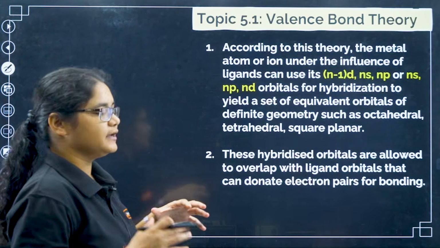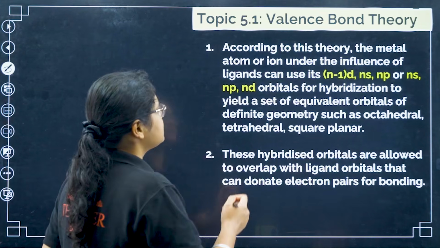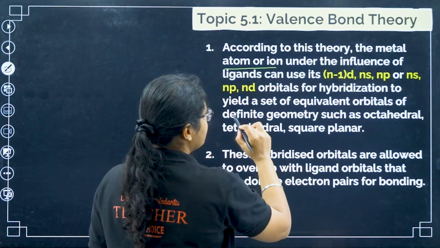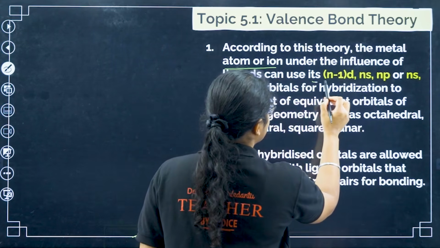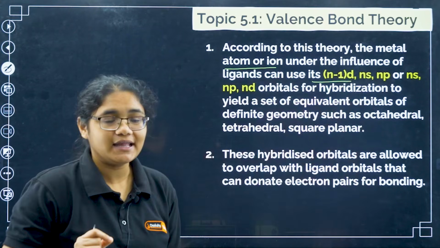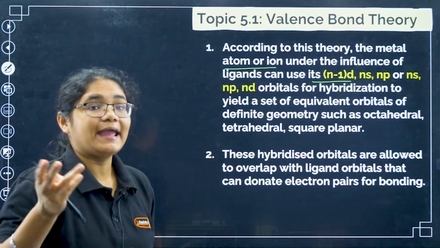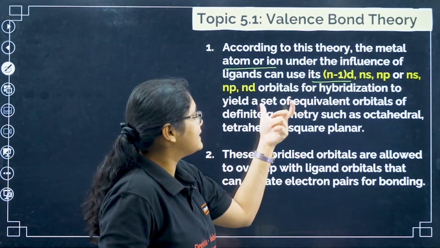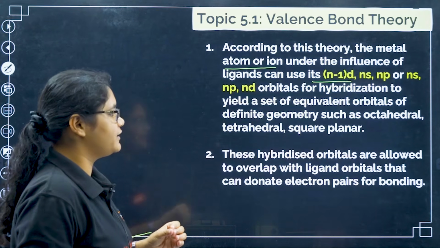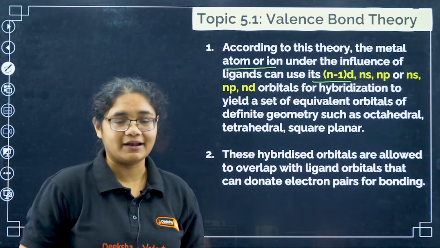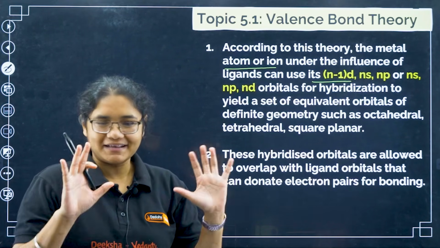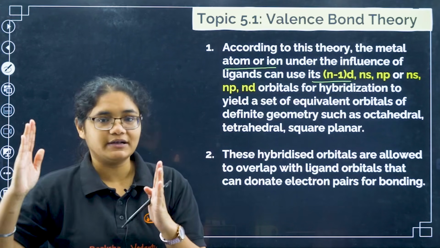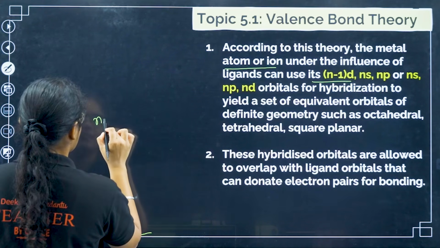So in valence bond theory, according to this theory, the metal atom or ion under the influence of ligands can use their (n-1)d and ns or np and ns orbitals for hybridization to yield a set of equivalent orbitals of definite geometry such as octahedral, tetrahedral, or square planar. Basically what it is saying is about the metal's orbitals. Which orbitals are we generally talking about?